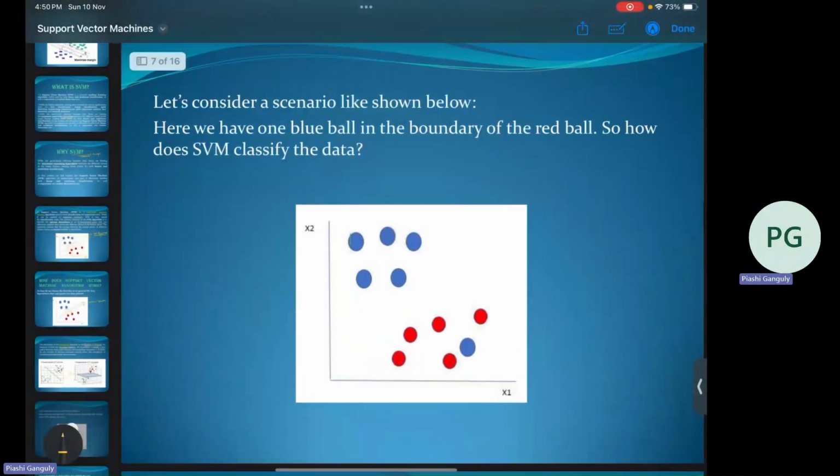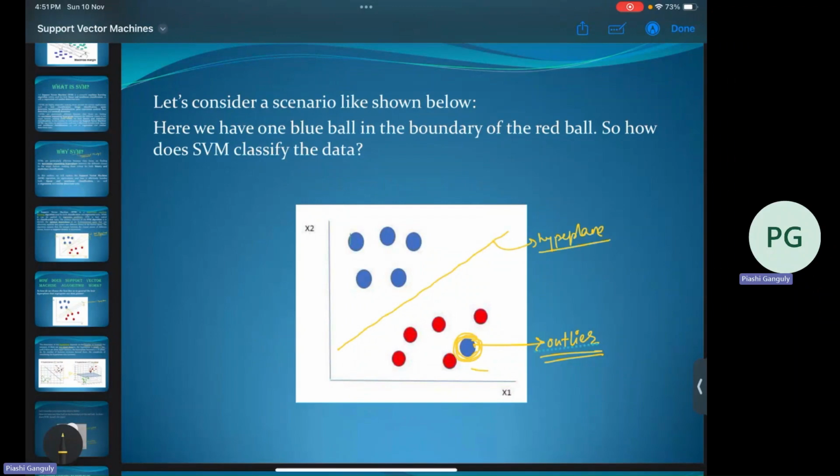Next, we are considering another scenario. Here we have one blue ball in the boundary of the red balls, right? This is the boundary of the red balls, but suddenly here is a blue ball. So how does SVM classify this data? It's simple. The blue ball in the boundary of the red ones is the outlier, right? The SVM algorithm has the characteristic to ignore the outlier and find the best hyperplane that maximizes the margin. So again, we will fit the best hyperplane which will maximize the margin irrespective of this outlier.